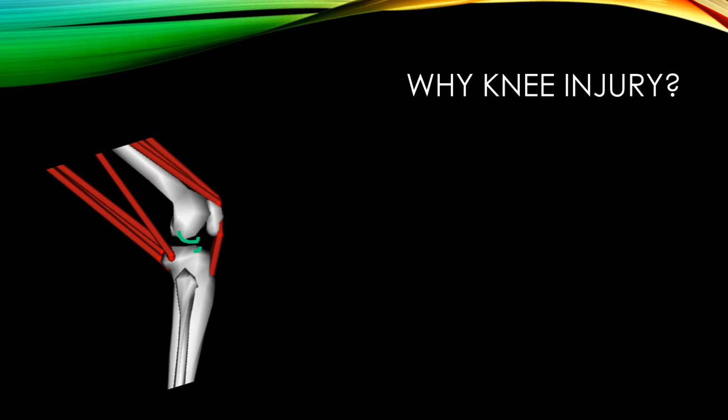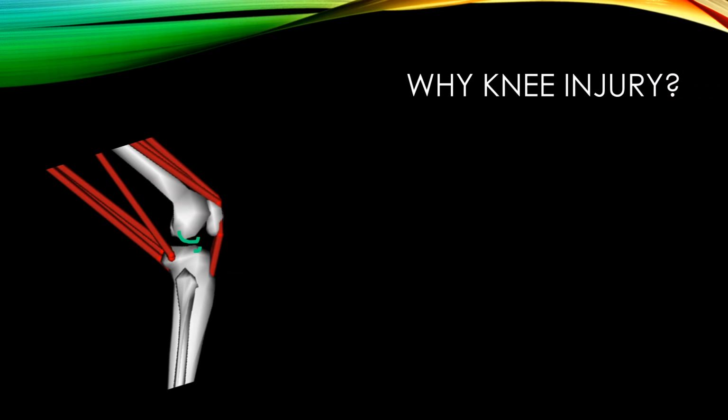So for some people, they will choose to go ahead and live their life without their ACL, but then they probably have to do some sort of rehabilitation to train muscles like the quadriceps and the hamstrings to stabilize that knee joint a little bit better. Now, that's not necessarily the most common outcome. The most common outcome tends to be a surgical intervention.